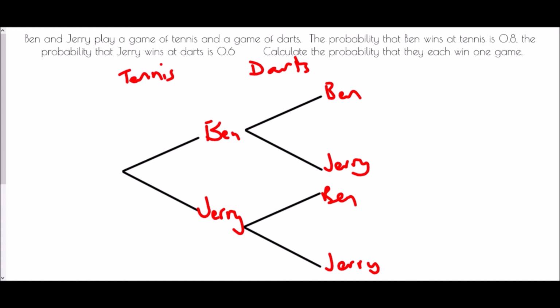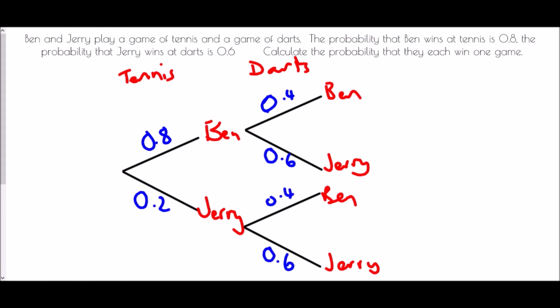And then the probabilities. So the probabilities are on the branches. It tells us that the probability that Ben wins at tennis is 0.8. So if the probability that Ben wins is 0.8, then the probability that Jerry wins must be the rest. And so that will be 0.2, as the probabilities must add up to 1. In darts, it says that the probability Jerry wins is 0.6. And so 0.6 for Jerry in both cases. Now, what does that mean the probability of Ben winning darts is? Well, it's 0.4 in order to make a total of 1.